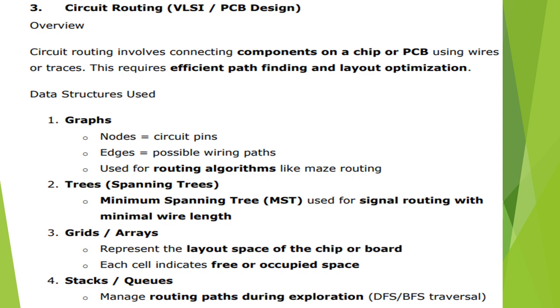And in the case of tree, a minimum spanning tree is used for signal routing with minimum wire length. In the case of array, it represents the layout space of the chip or board. Each cell indicates free or occupied space. In the case of stack or queue, it is used for route pathing during exploration, that is, BFS or DFS; stack is used for DFS.